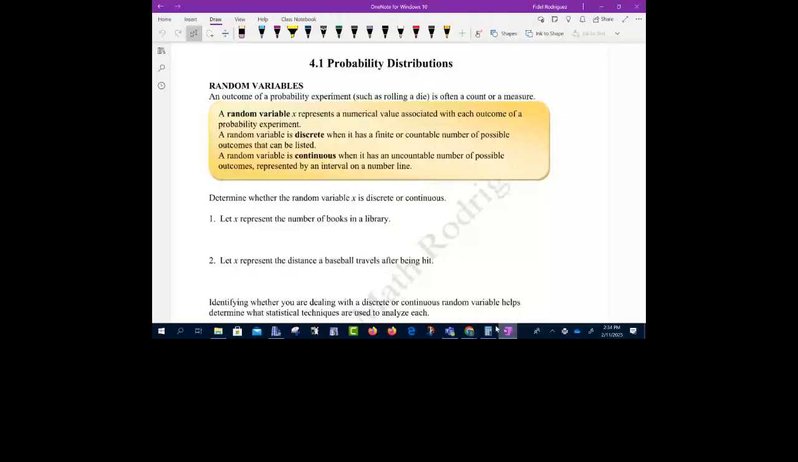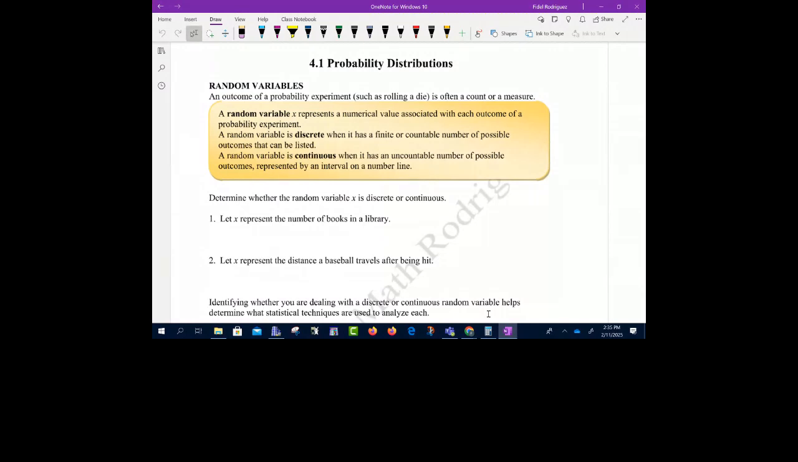So y'all, 4.1 is this idea of these things called probability distributions, okay? And we're going to talk about something called a random variable. A random variable, y'all, an outcome is like rolling a die, a counter or measure. So that's what we're going to talk about for our random variable. Guys, 4.1 is going to be pretty easy breezy. At least I hope it will be.